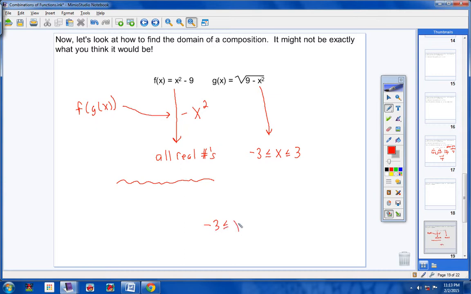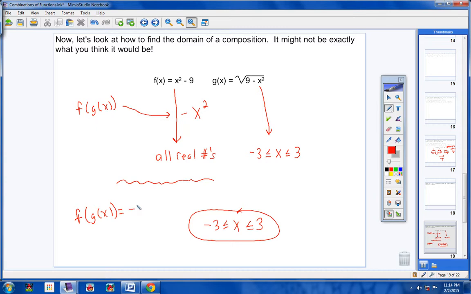And I'm going to show you why right now. Does this fit into all real numbers? Definitely. Does this fit into this? Definitely. So this is the domain. Now remember, here's what your composition looked like. It looked like this.